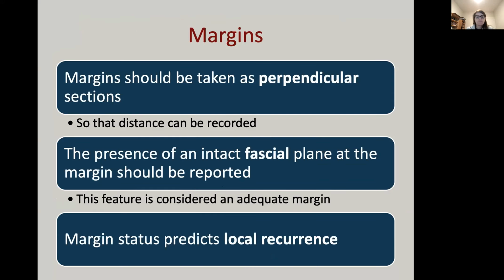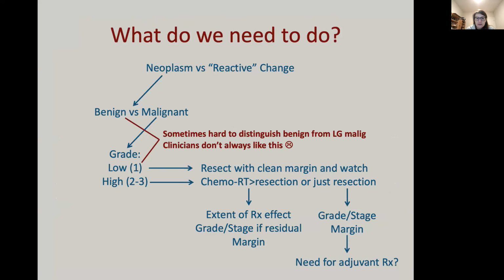Okay. Oops, wrong direction. I keep going.